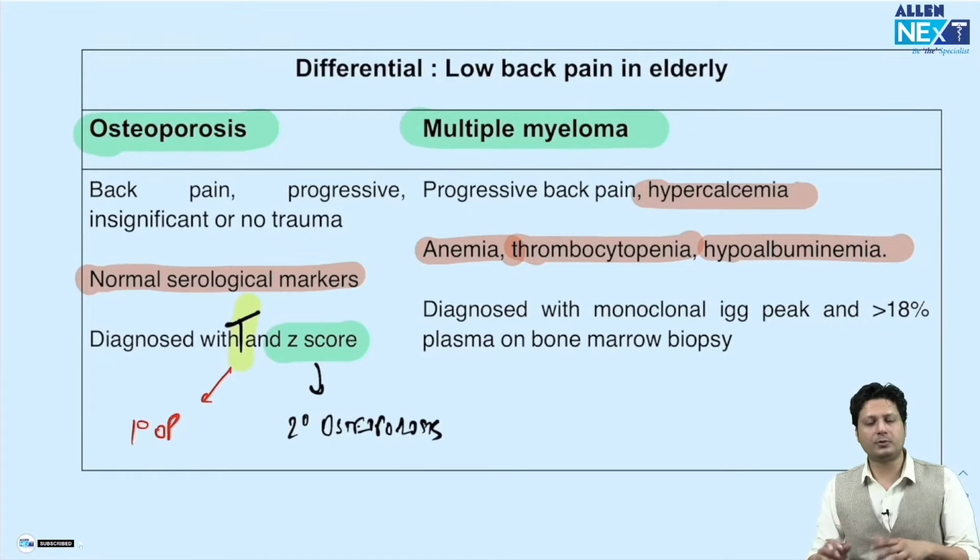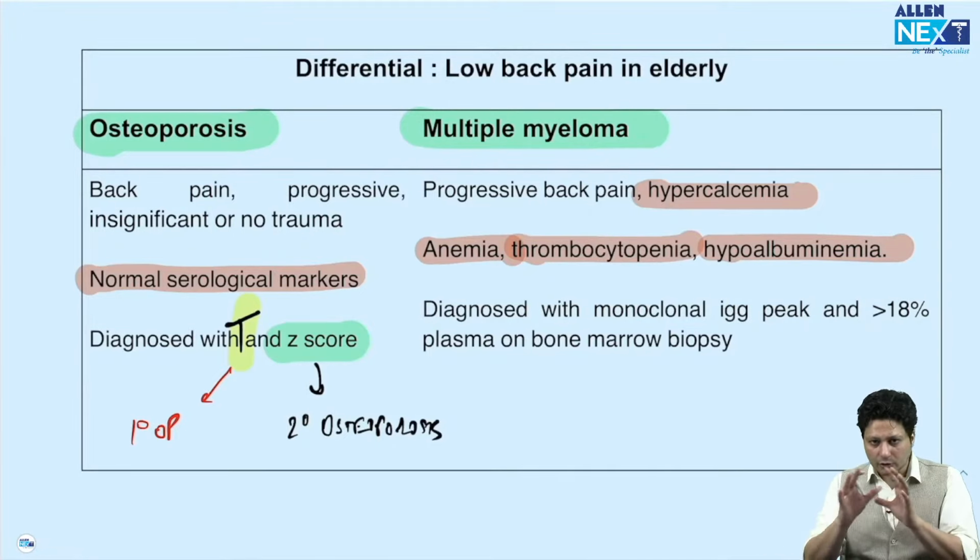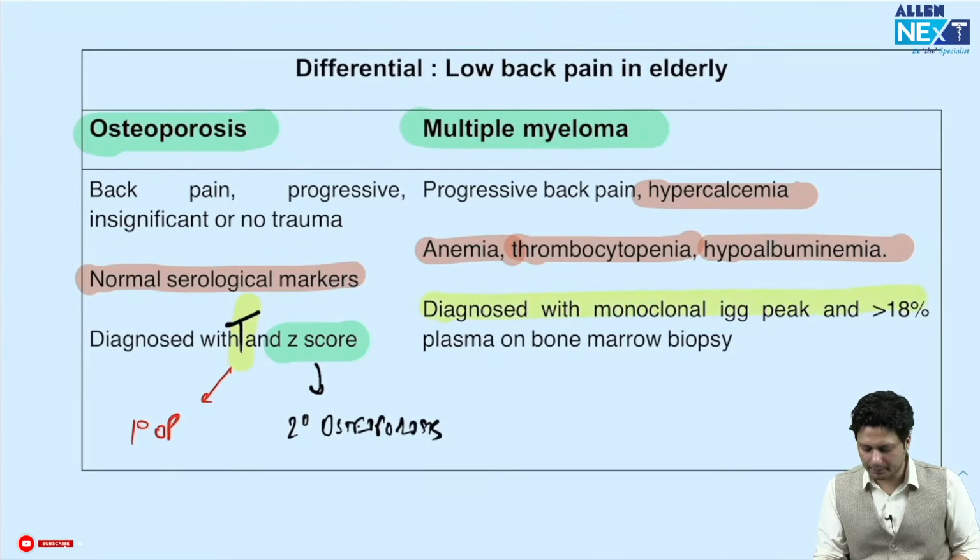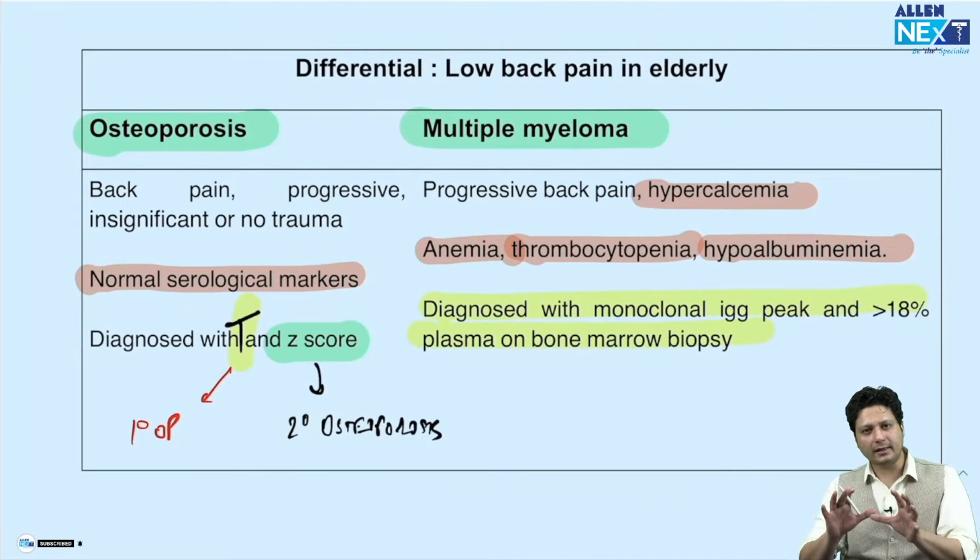Now this bone marrow biopsy will represent around 20% of the plasma cells, while peripheral blood smear will represent around 10% of the plasma cells. So this is how it is going to be relatively differentiated. All right, hopefully you will get the idea how the question will proceed, because I will give you a sample question also.